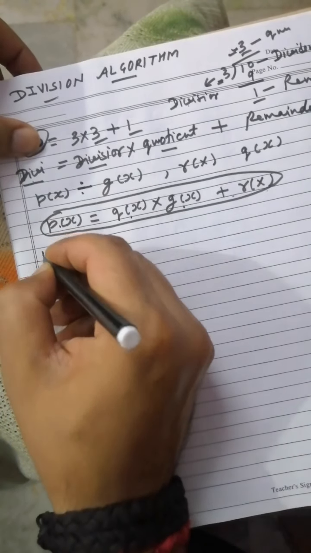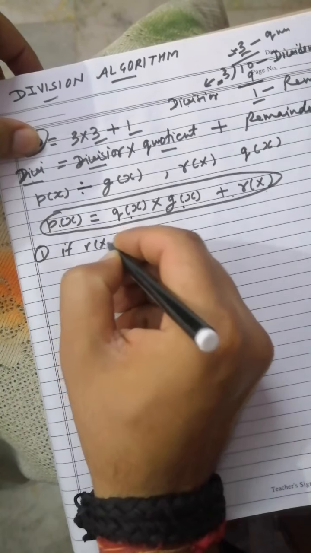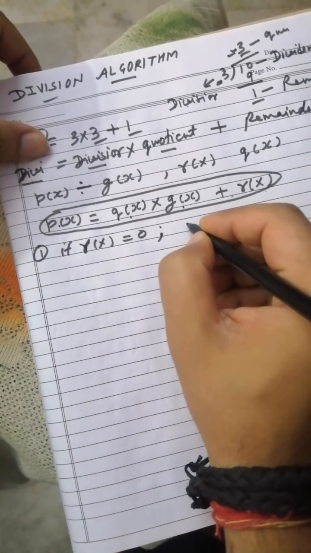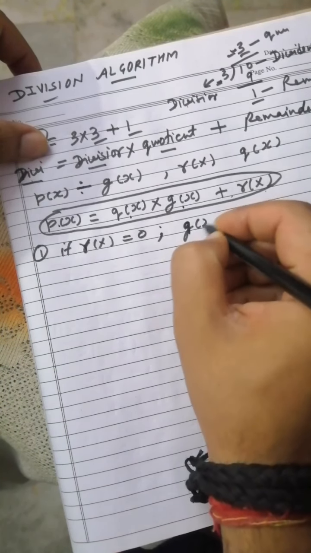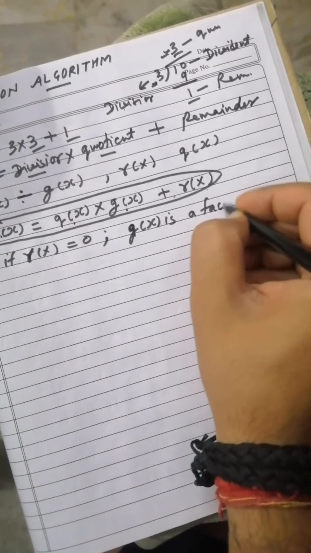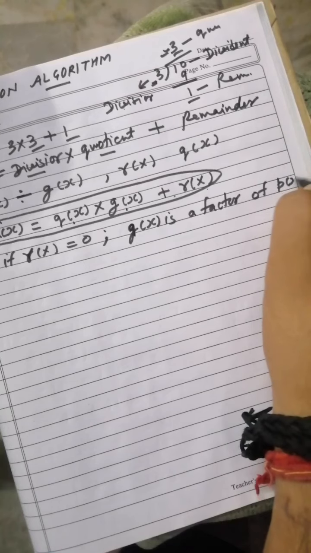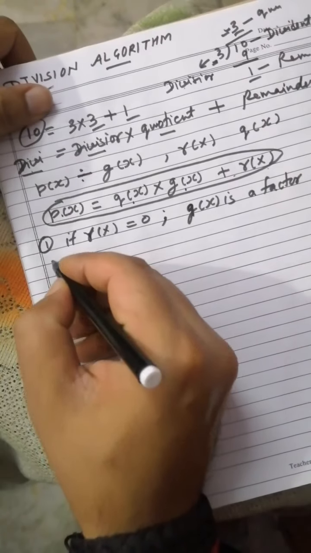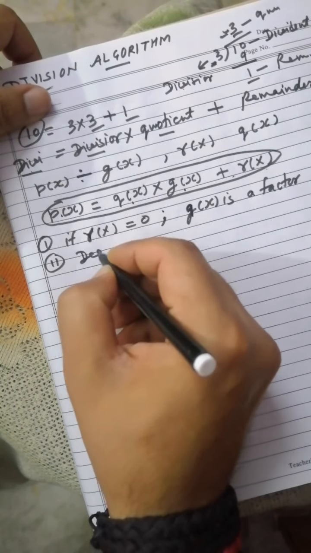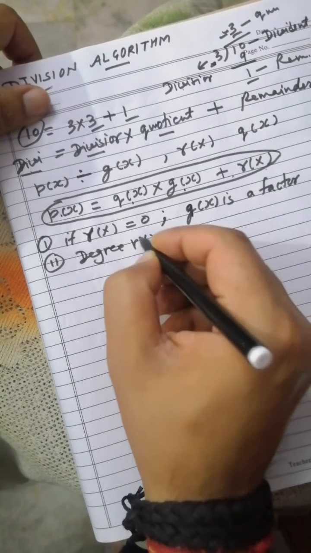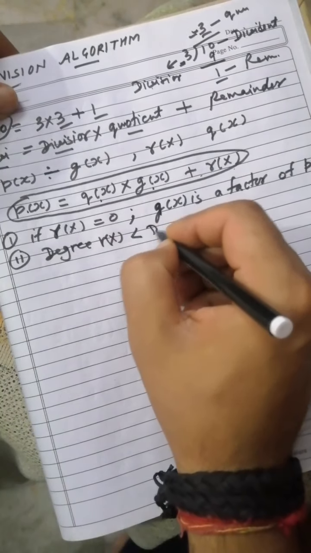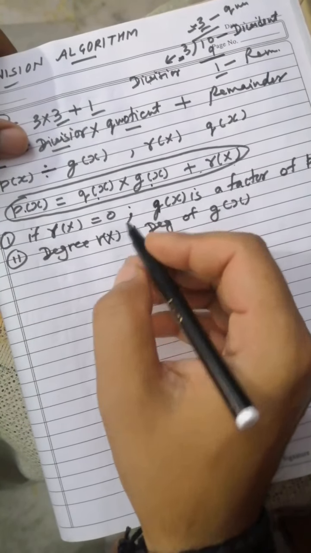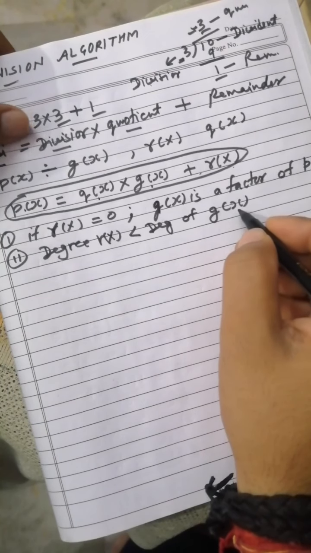Here we have some conditions. Number 1, if rx equals to 0, it means remainder equals to 0, that is gx is a factor of px. If remainder rx equals to 0, it means gx is a factor of px. Second point, the degree of remainder rx should be less than degree of gx. It means the degree of the remainder will always be less than degree of gx, means divisor.